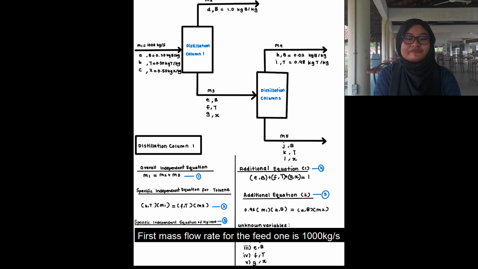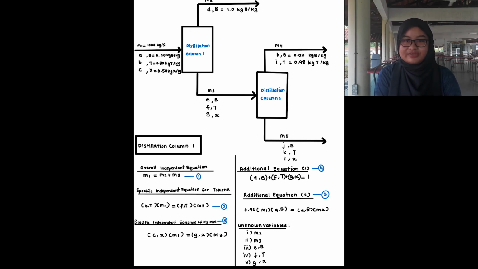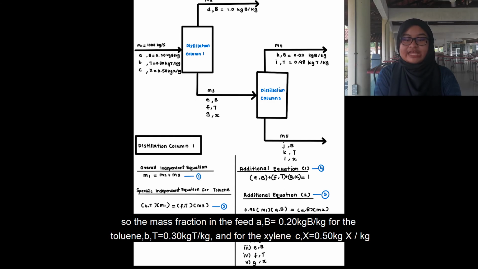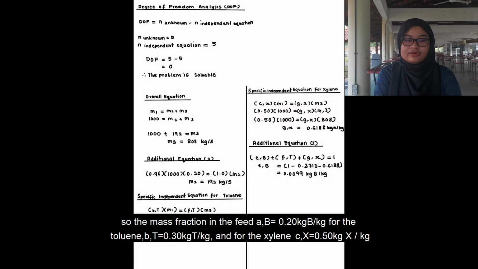First, the mass flow rate for feed 1 is 1000 kg per second. Then it is going to produce top and bottom products. The mass fraction in the feed for benzene, AB, is equal to 0.2 kg benzene per kilogram. For toluene, Bt is equal to 0.30 kg toluene per kilogram. And for xylene, Cx is equal to 0.50 kg xylene per kilogram.